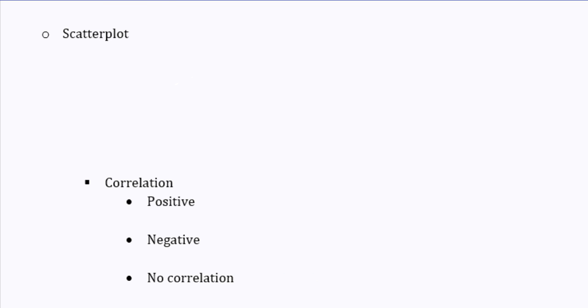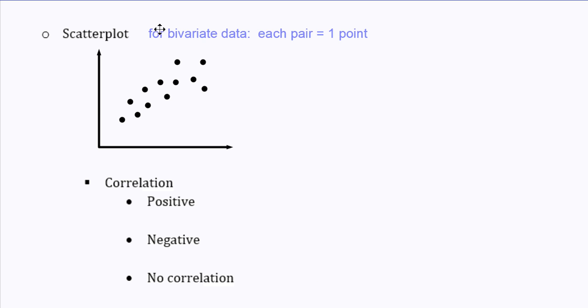All right, moving right along, one more type of chart that we might have is a scatter plot. Now scatter plots, we know what they kind of look like. They look like a bunch of points like this. And the idea is that we've got bivariate data, again meaning 2 different things that we're measuring, and each pair of data is 1 point.